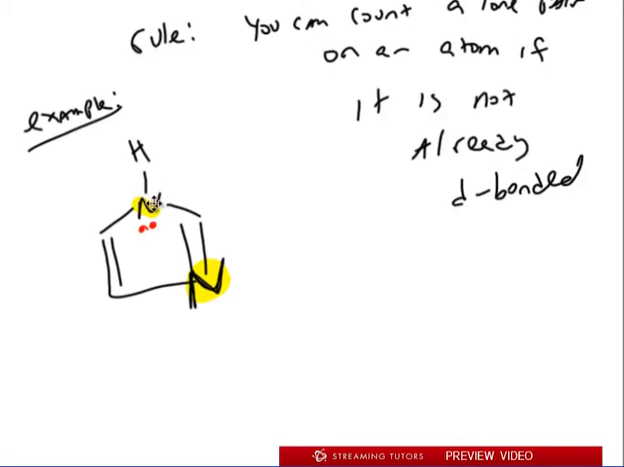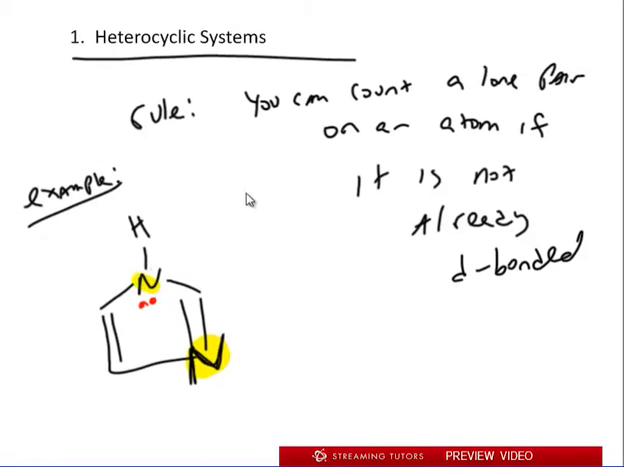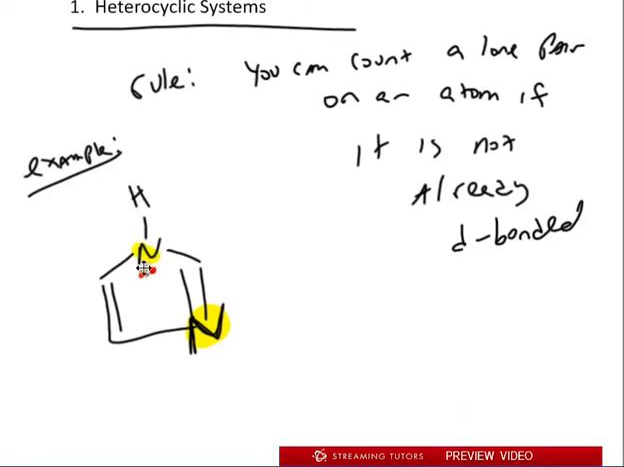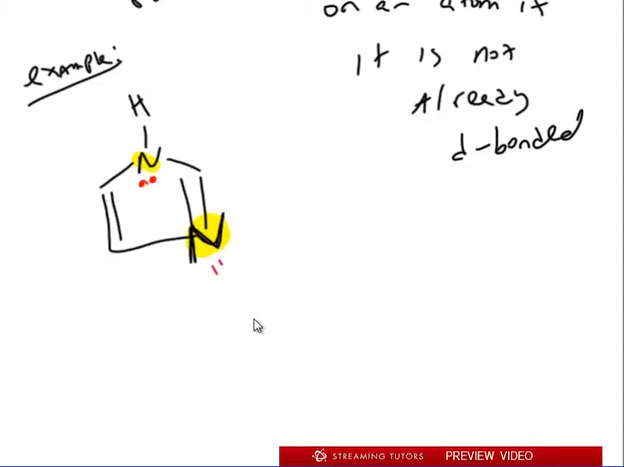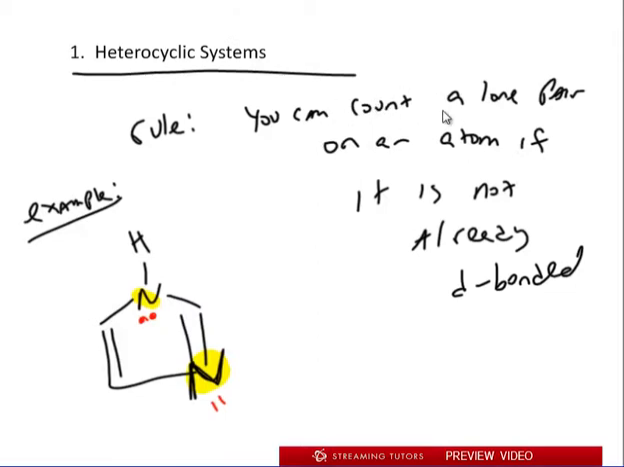As long as the atom does not have a double bond, that's the rule, then you can count the lone pair. So in this case, these are obviously double bonded atoms. This nitrogen has no double bond, so you can count its lone pair. Notice how this nitrogen also has a lone pair, but you can't count it, right? Because it already has a double bond. So the rule is you can count a lone pair on an atom if it is not already double bonded. That's the key.